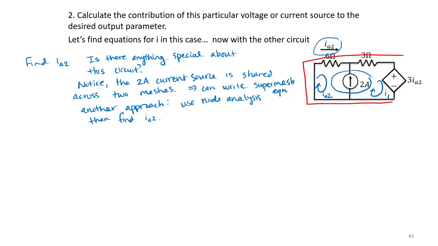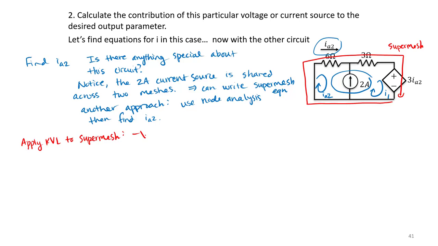I'm going to go ahead and use a supermesh along the perimeter of my 2 meshes. So I'm going to apply Kirchhoff's voltage law to my supermesh. And what do I get?